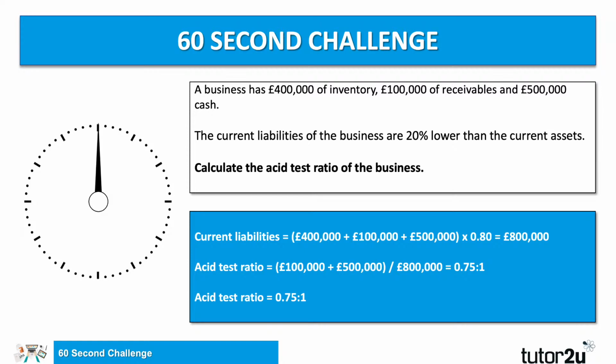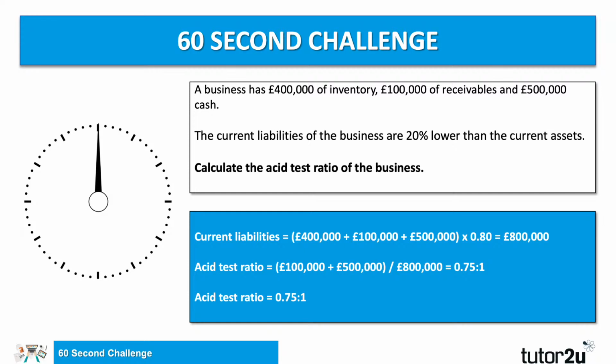So the current liabilities were 20% lower than the current assets, so we need to find out the total current assets, which is the 400,000 plus the 100,000 plus the 500,000. So 20% lower of that is £800,000. So the asset test ratio is basically our current assets minus inventory, or in this case, all we need to do is add the £100,000 receivables to the £500,000 cash, because that is in effect current assets minus inventory. We divide that by the 800,000 and we get an asset test ratio of 0.75 to 1.